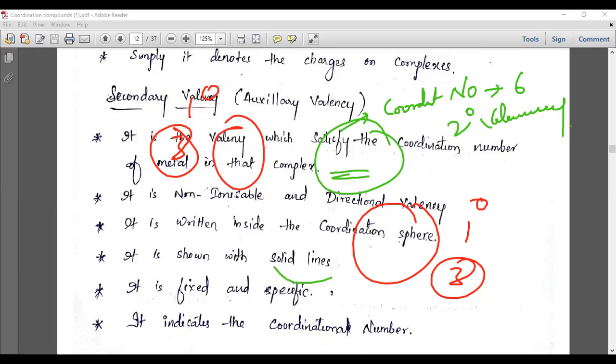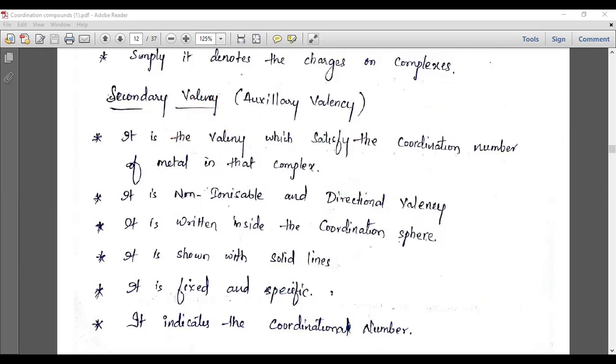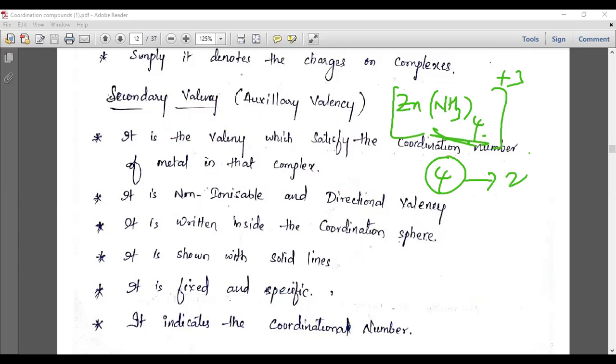And here also, what is the secondary valency? Here also 6 ammonia ligands are there. So these are also 6 secondary valency here. You can write many such examples. If you write like this, zinc NH3 taken 4 times, let us take this particular complex. How many ligands are there here? 4 ligands are there. So it is our secondary valency. This secondary valency indicates the coordination number of a complex, that you should remember.